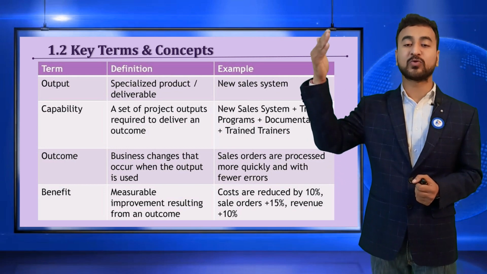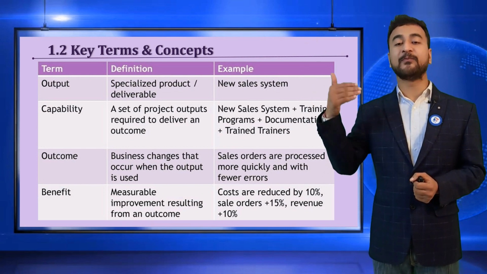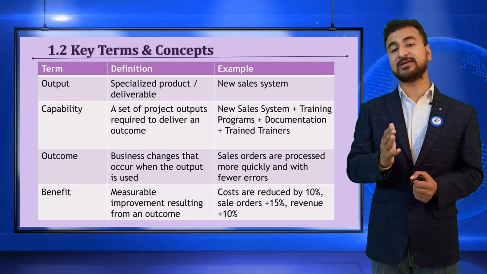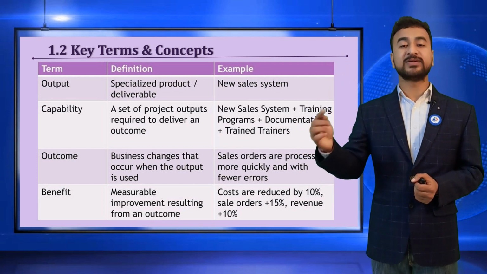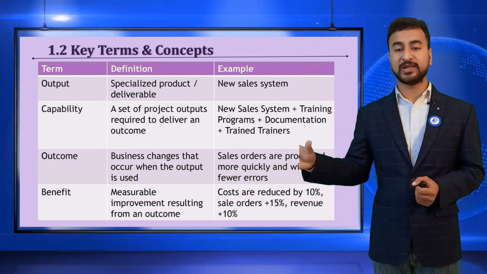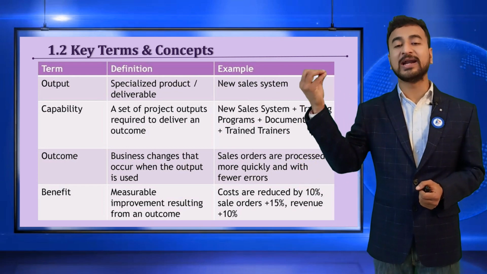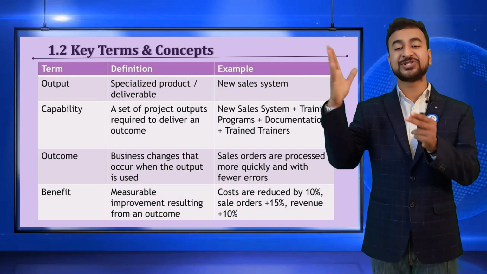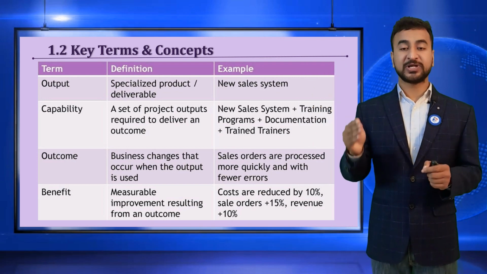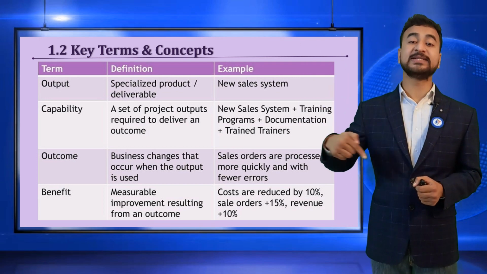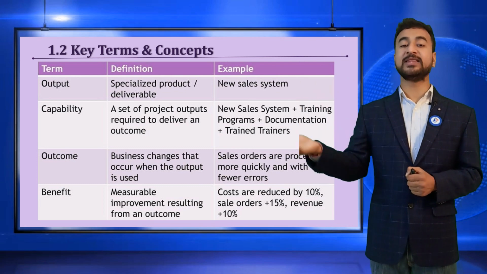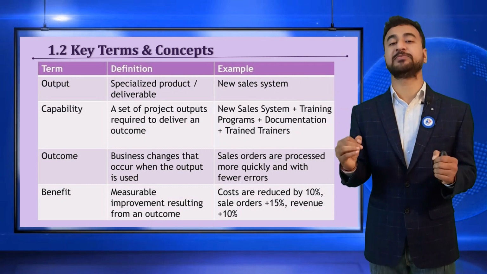Like sales orders are processed more quickly and with fewer errors. In a manual system, let's say it took 10 hours to process a sales order and complete the sales process. After having an automated system, it took hardly 10 minutes. So there is a drastic change. The process is shrunk and there are fewer errors. So that is a change by using the output.